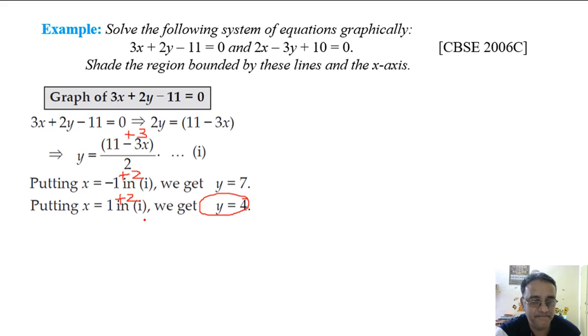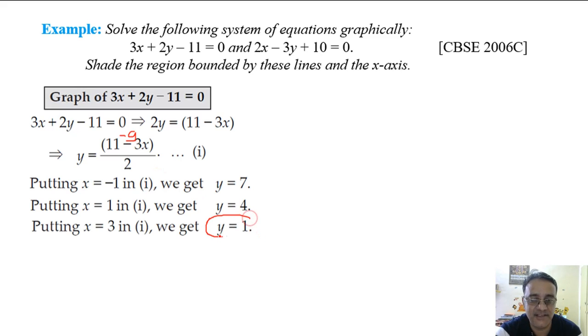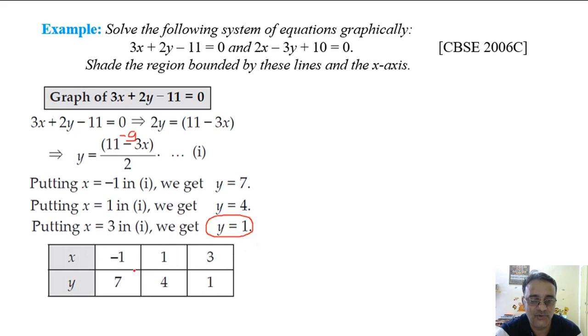So if x is equal to 3, this will become -9. So we'll get y is equal to 1. So table बना लिए. फर्स्ट इक्वेशन में कोई डाउट है?